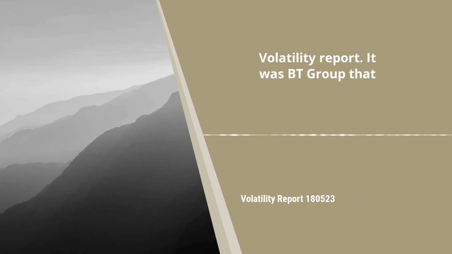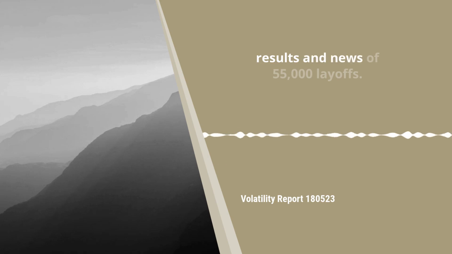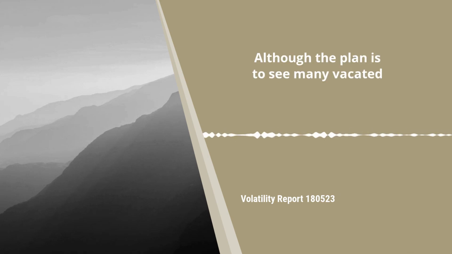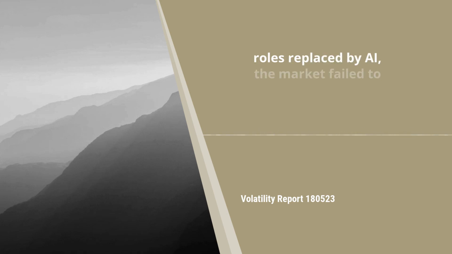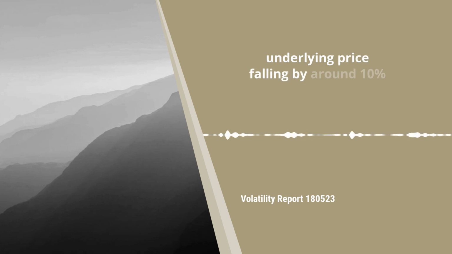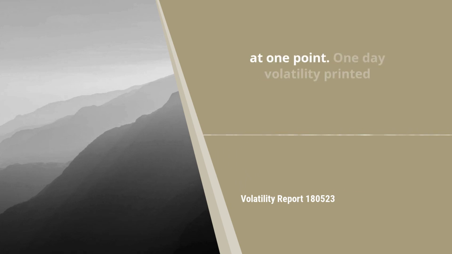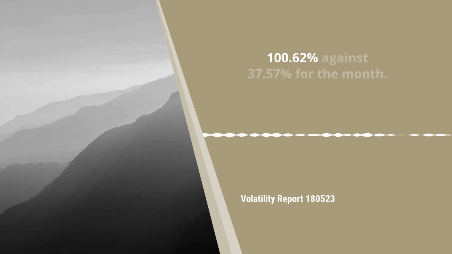It was BT Group that provided the heavyweight price action at a stock-specific level on Thursday after the company announced results and news of 55,000 layoffs. Although the plan is to see many vacated roles replaced by AI, the market failed to be enthused by the offer, with the underlying price falling by around 10% at one point. One-day volatility printed 100.62% against 37.57% for the month.